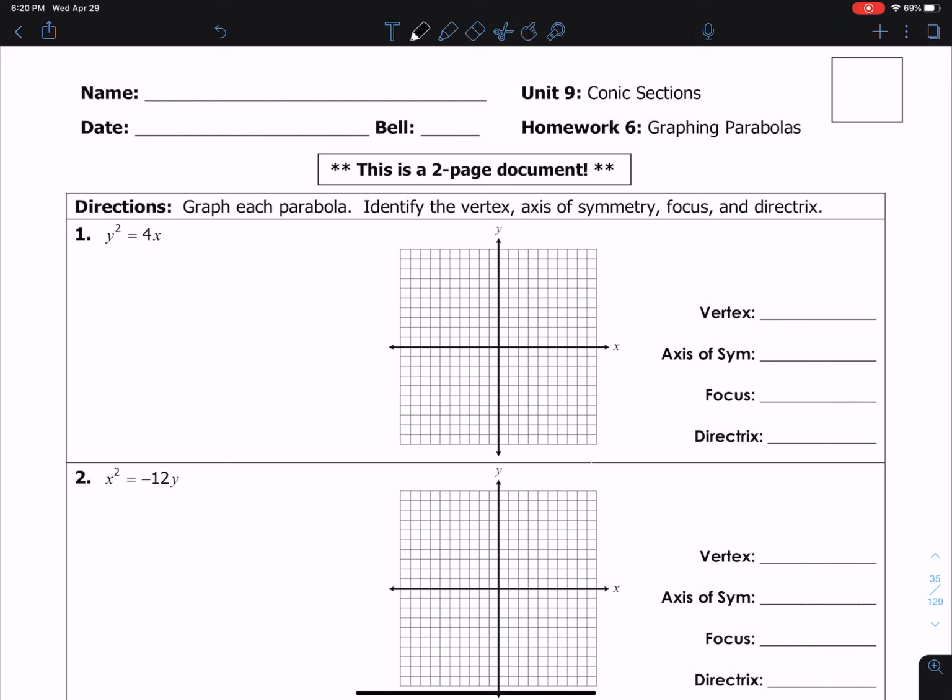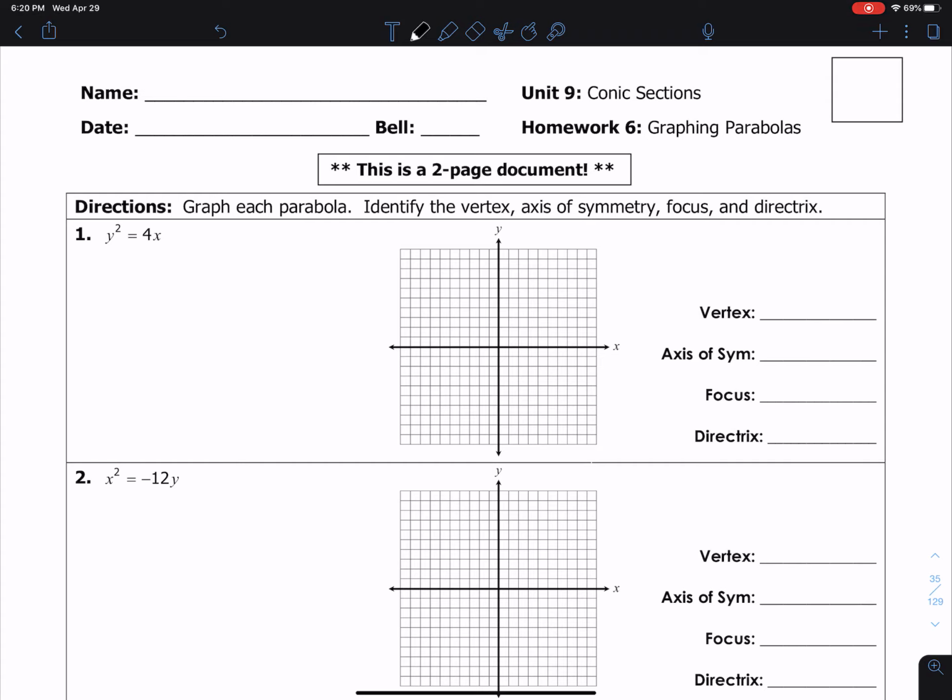This video is for homework 6, which is graphing parabolas. So we're just going to do the first 4 problems. I don't want to overwhelm you with too much, but it's enough that you should be able to practice for the quizzes and tests. But it shouldn't take you super long, and I don't want you to do all of it unless you want to.